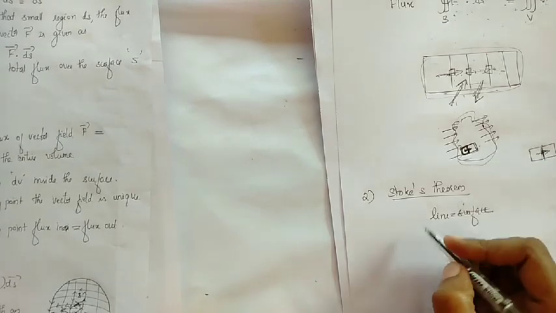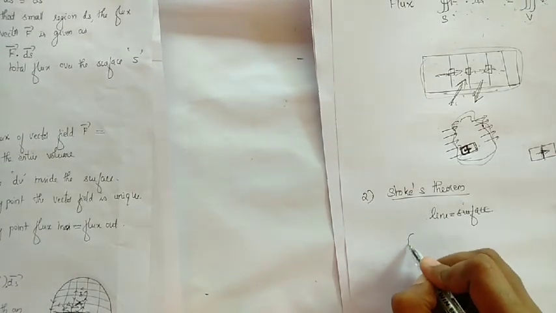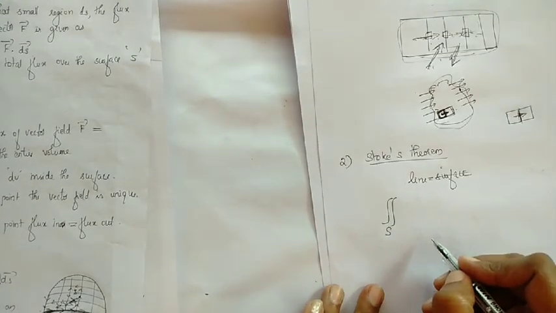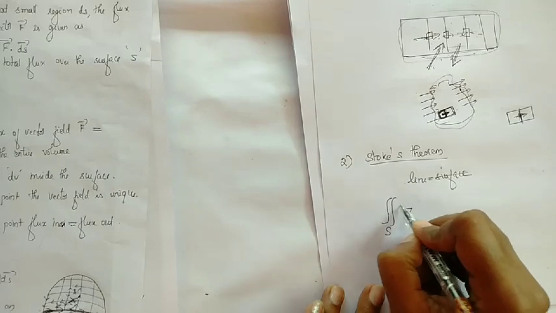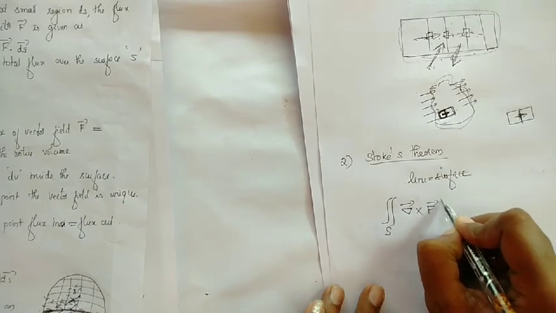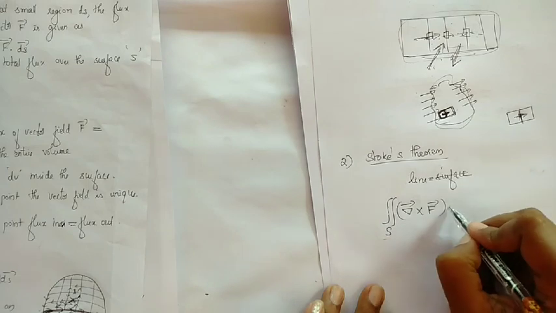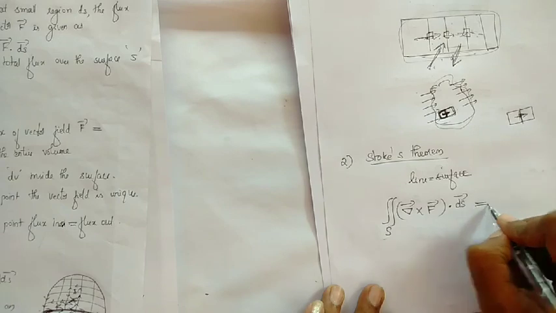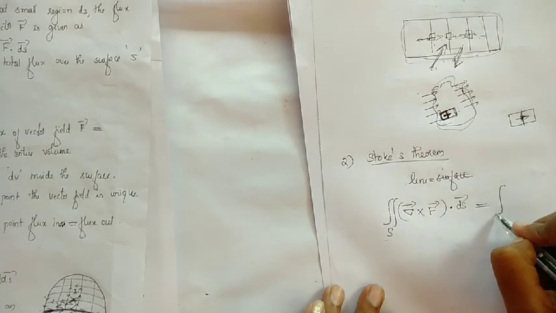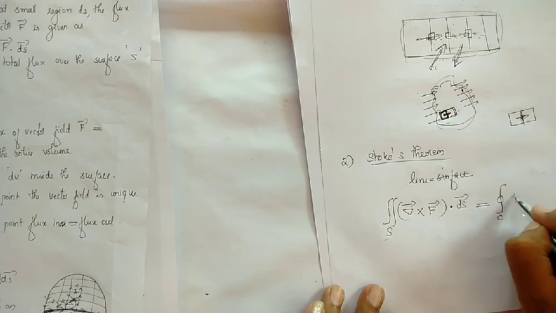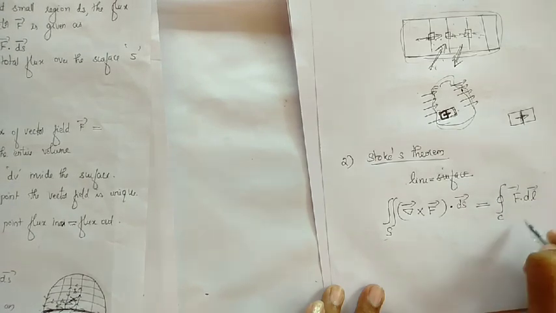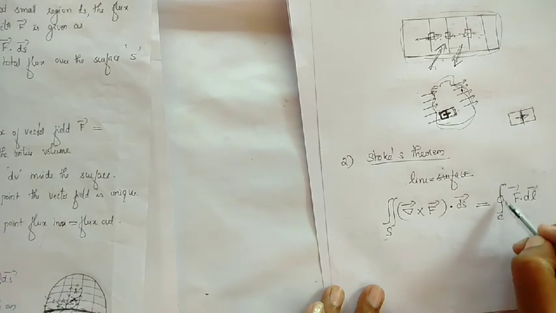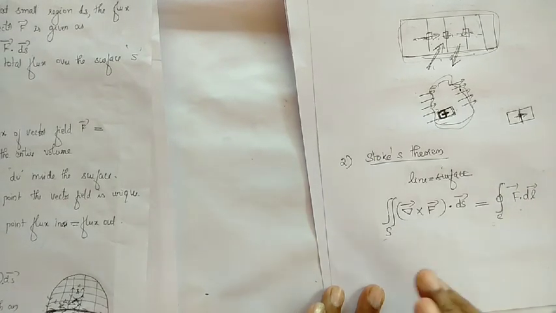According to Stokes theorem, the surface integral of curl of a vector quantity, suppose our vector quantity is F, then curl of vector quantity will be del cross F. As it is a surface integral, we have to take it as dot dS. It will be equal to the line integral of F dot dl along a closed path around the surface. So we are taking it as a closed line integral. So this is the relation.